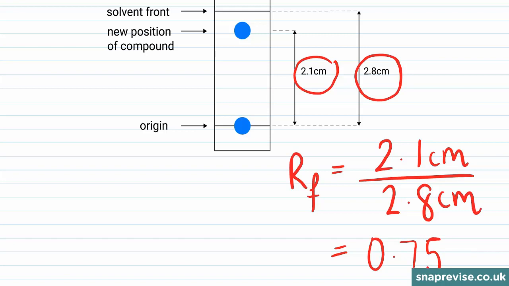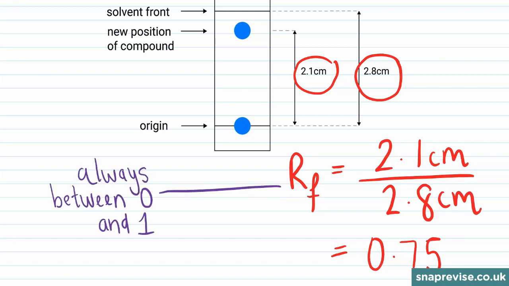The first one is that RF values are always between 0 and 1. Therefore, if you get an answer that's greater than 1, you'll need to stop and check your working. This is because the solvent front should be the furthest distance travelled by the mobile phase during the experiment, and therefore the denominator of this fraction here should always be larger than or equal to the numerator.